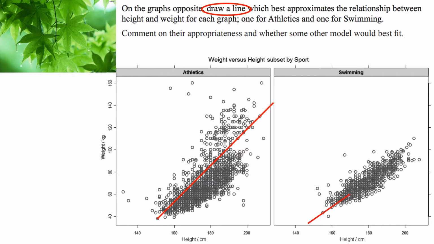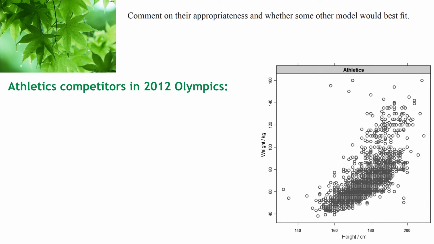For the swimming one, it's much easier for me to just fit a line straight through the middle there. That works much more nicely. So that's the first part. Let's have a look at the second part. The second part is to comment on their appropriateness and whether some other model would fit best. So I'm going to start just by looking at the athletics competitors, and then I'll do the swimming competitors next.